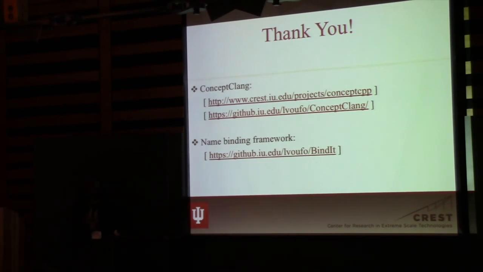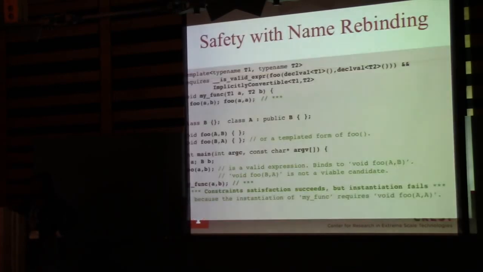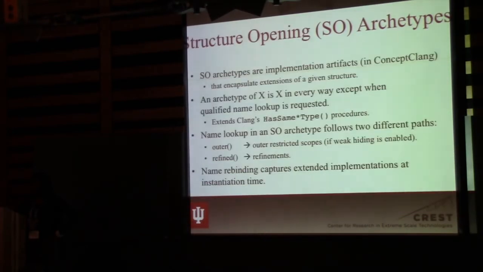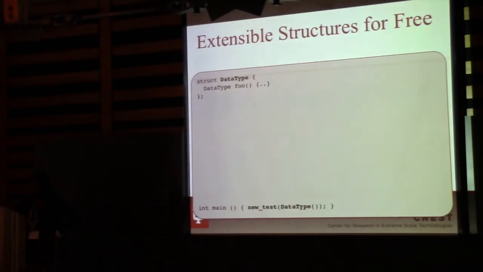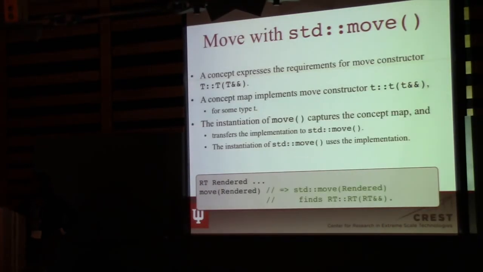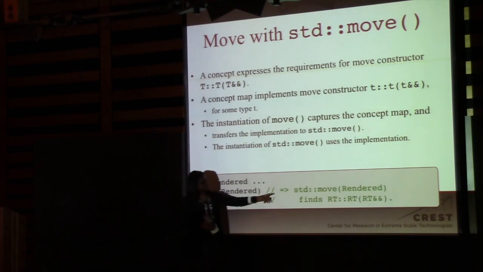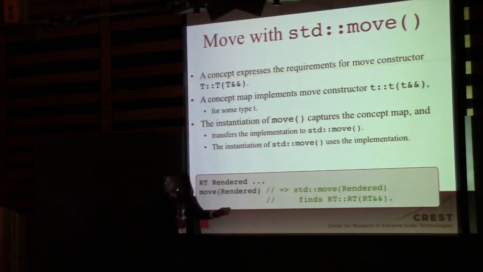Yes and no. The only trick that I have to do, if I can, I need to go back to that. At this point, right? So here is the call that we're trying to instantiate, right? Constraint satisfaction has already found the map that we want. Now, the only thing I would have to do, as of now, is to make sure that the concept model is transferred to the instantiation of move.